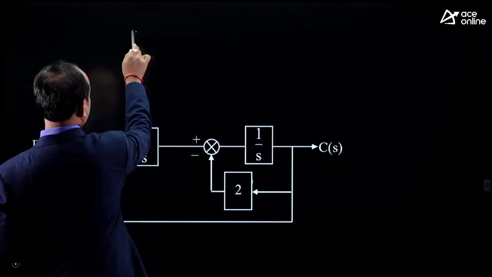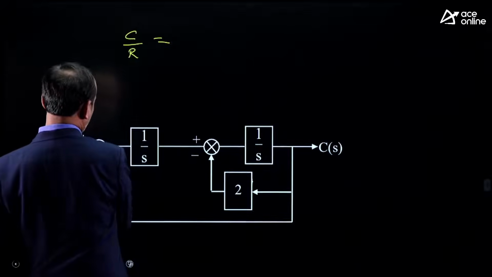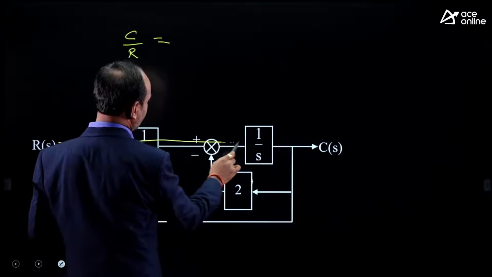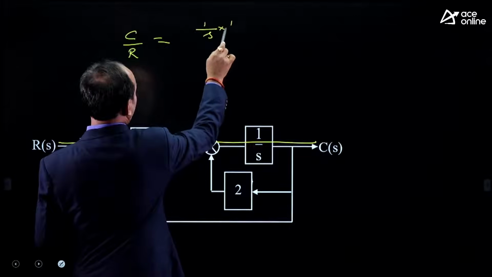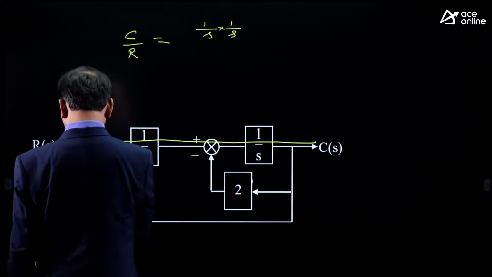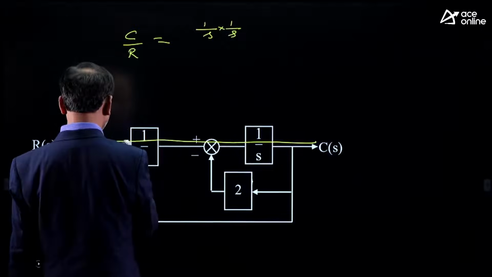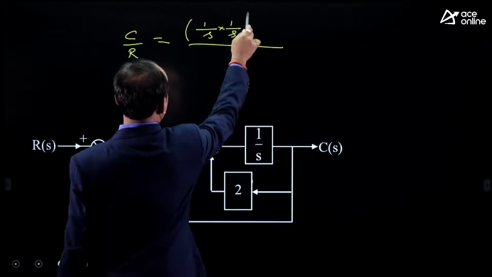Overall gain C by R equals C of S by R of S. First, in the numerator we take the forward paths. What are the forward path gains? 1 upon S. Any other forward paths here? No other forward paths, leave it. Next, the denominator part; this was the numerator part, the forward path.